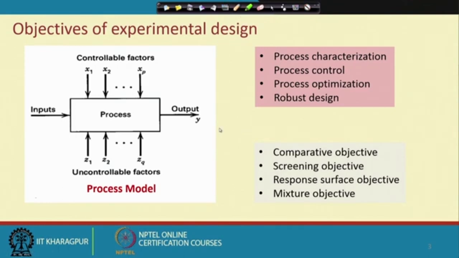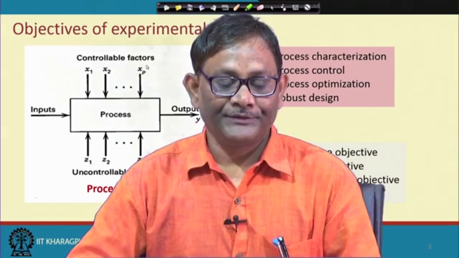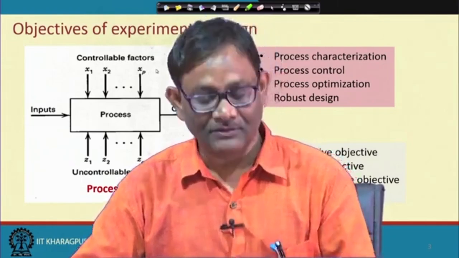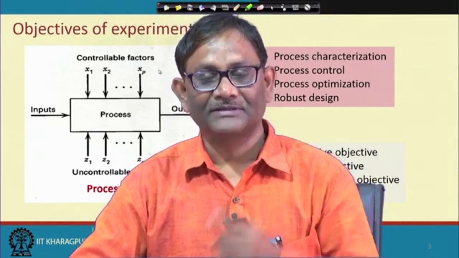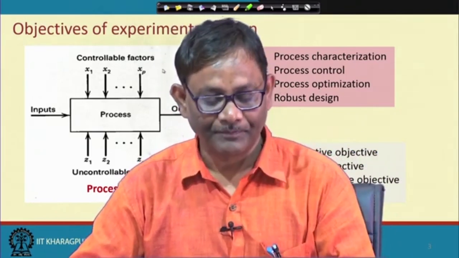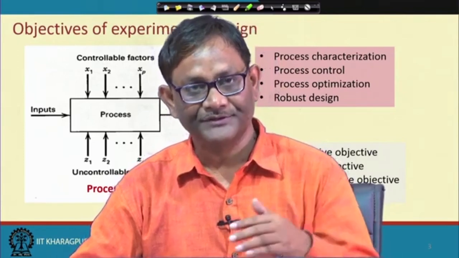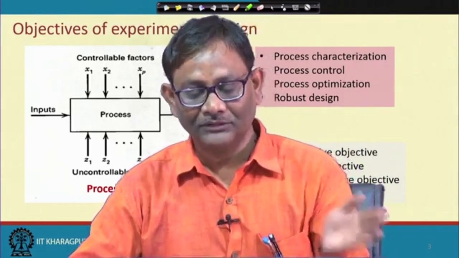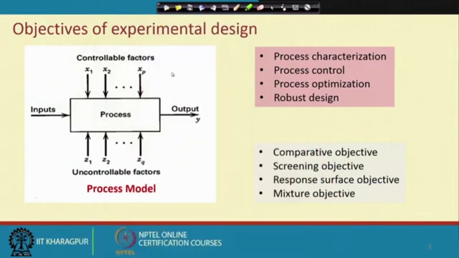Now let us consider the factors. As you see from this model, there can be several factors. Some are controllable, some are uncontrollable, and also the controllable factors can be one, two, or many more. Now we will consider henceforth primarily the controllable factors, and we will try to find out how the experimental design will change if we take one factor at a time, two factors at a time, and also include some of the uncontrolled or noise variables in the experiment.